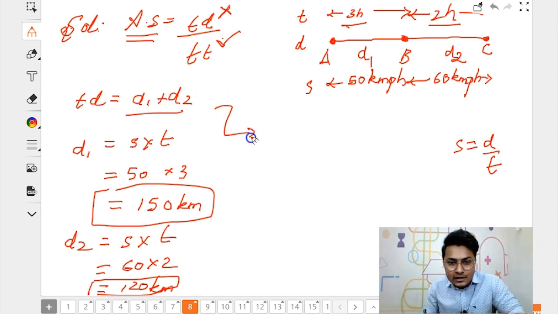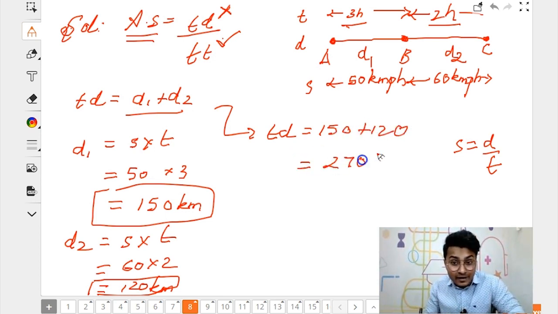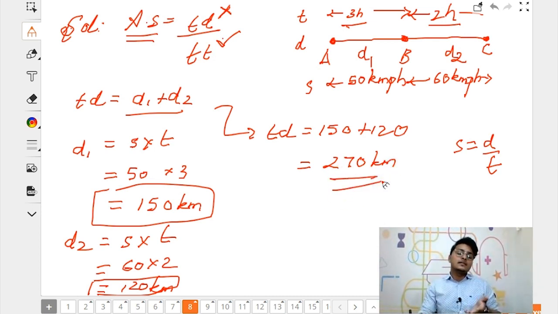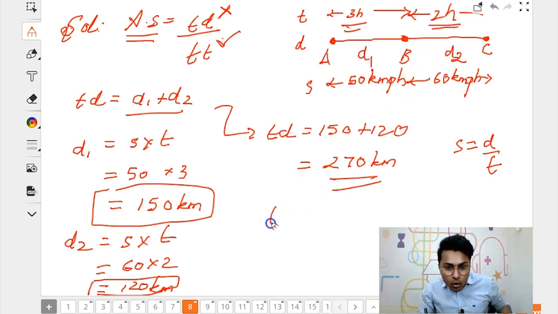So your total distance will be equal to 150 plus 120, giving you the total distance as 270 kilometers. That is your total distance. As simple as that. Now you know the total distance, and you also know the total time taken, that is 3 plus 2, which is 5 hours.